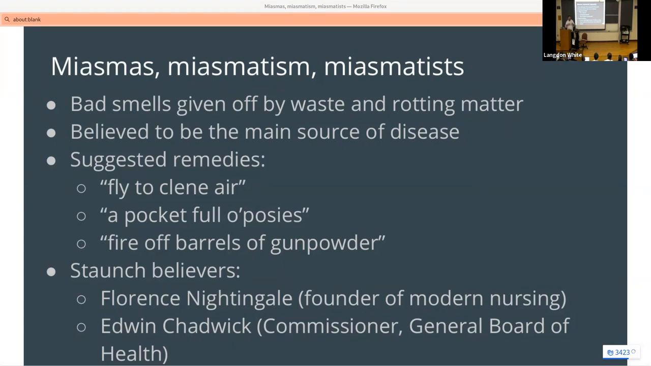Miasma is basically a fancy word. There are a lot of words that fall out of usage. Miasma was a much more common word, and basically it just means bad smells, okay? There were a lot of theories that cholera was actually caused by bad smells. So a bunch of suggested remedies were to clean the air and carry a pocket full of posies.